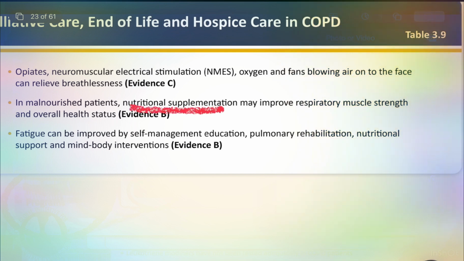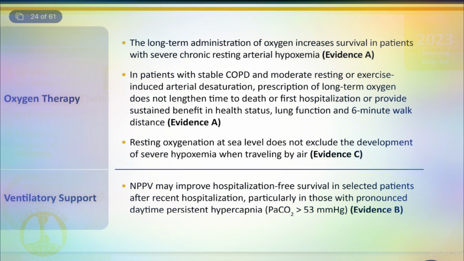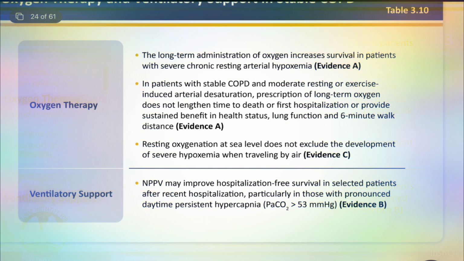After that, they are telling that fatigue can be improved by self-management education, pulmonary rehabilitation, nutrition support, and mind-body intervention. Okay. After that, they are talking about oxygen therapy and ventilator support in stable COPD patients. In whom should we give oxygen therapy? Long-term administration of oxygen increases survival in patients with severe chronic resting arterial hypoxemia, like PaO2 less than 40, then we should give them oxygen therapy.